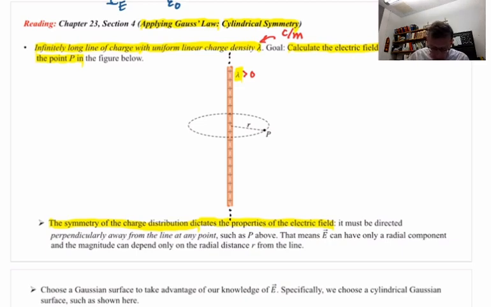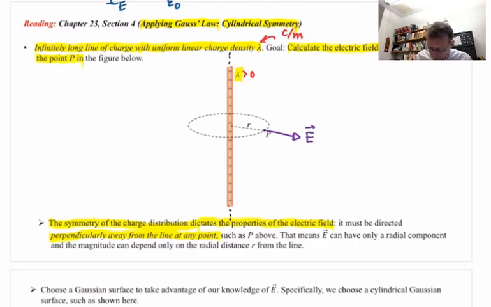So the electric field can only point, remember this line charge is positive, perpendicularly away from the line at any point, such as P. So let me try to draw it. I have to go out there to the point P and just draw an arrow that points perpendicularly away from the line at that point. And that's got to be the direction of the electric field at the point P. It just points perpendicularly away from the line. We call that a radial direction.